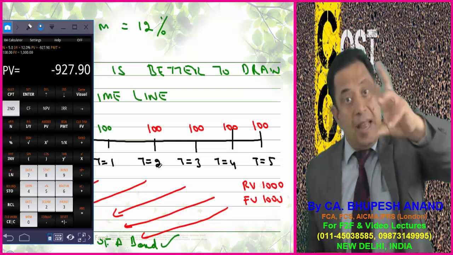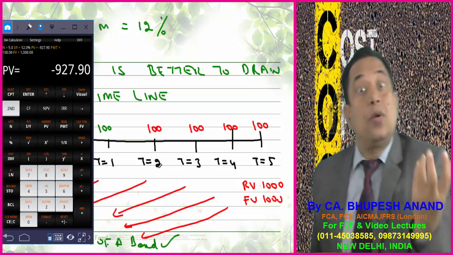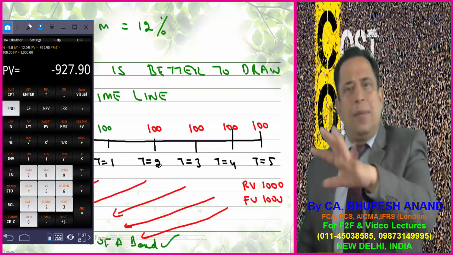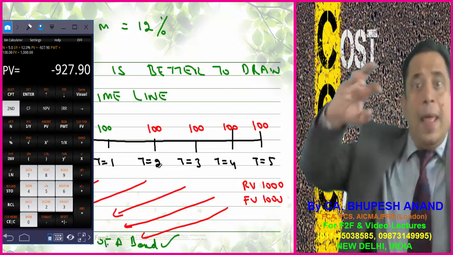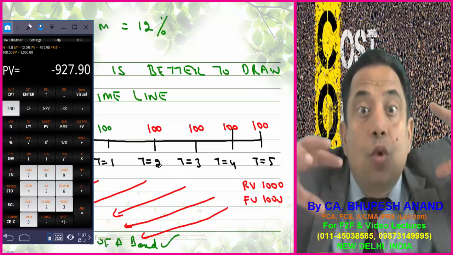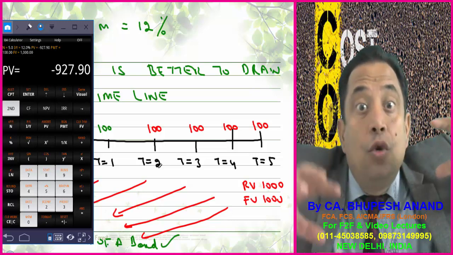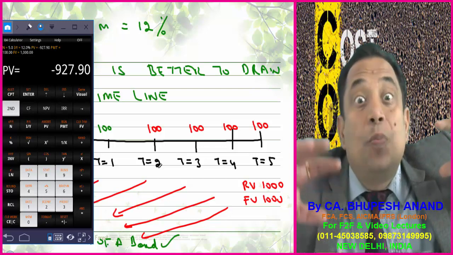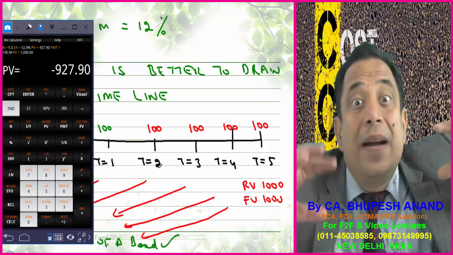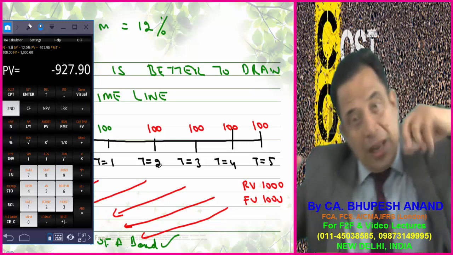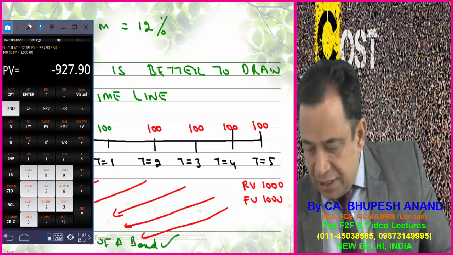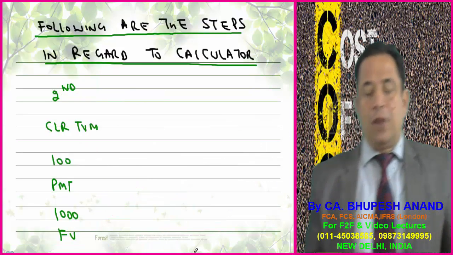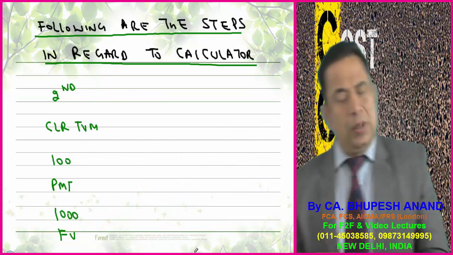So that concept I have already told you, how to calculate undervalue or overvalue. I am not going to that. I want to put emphasis on, I have used IY, interest rate, as 12%, and coupon amount, that is equal payment, for that I have used 10%. So I have written the steps also, just see to it. Following are the steps in regard to calculator.